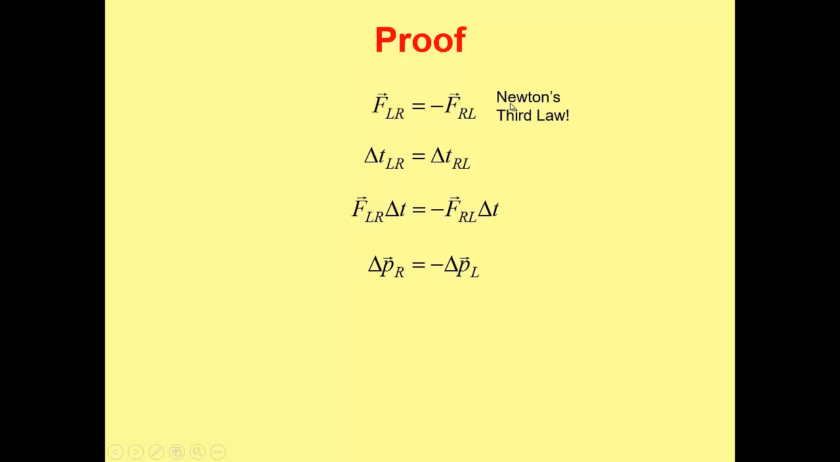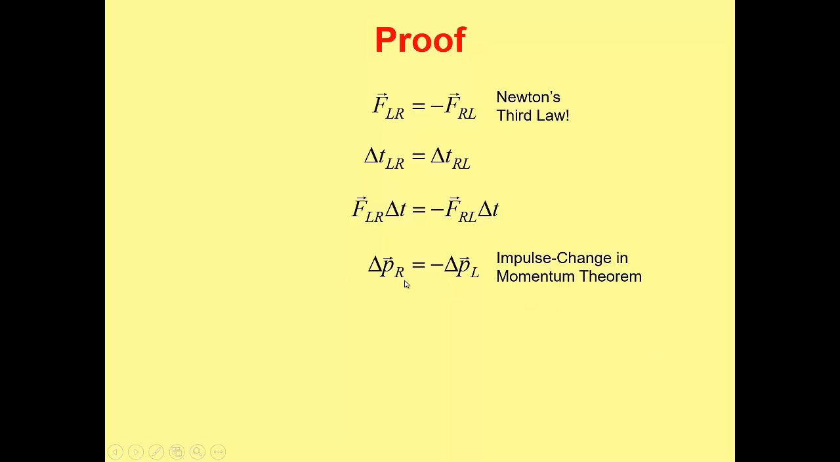With me? So the forces exerted between the two gliders are equal and opposite from Newton's third law. They interact for the same amount of time, so that means the impulses have to be equal in size and opposite in direction, which means the change in momenta have to be equal in size and opposite in direction. This, of course, is what we called the impulse change in momentum theorem, right? That the impulses were equal to the change in momentums.